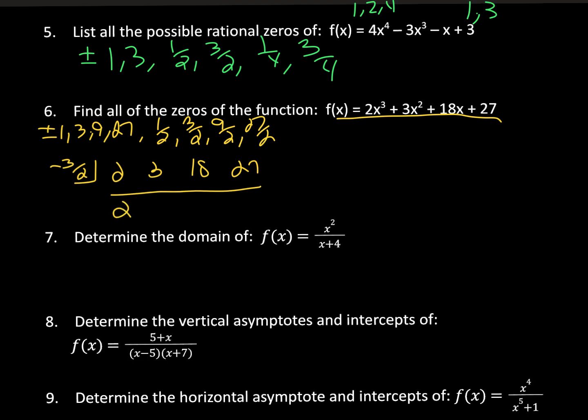Bring the 2 down here. If you multiply that, you get negative 3. Add them up. Anything times 0 is 0. Bring that down here. 18 times negative 3/2 is negative 27. You can punch that in your calculator if you need to, but hopefully you don't. Now, that's what I have left.